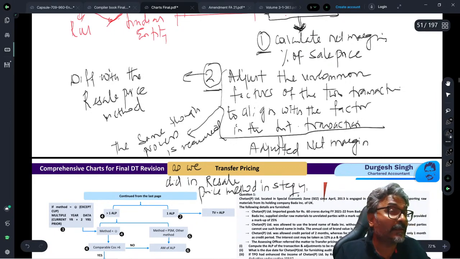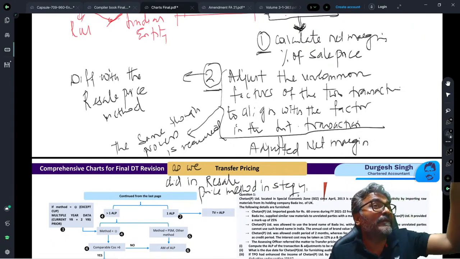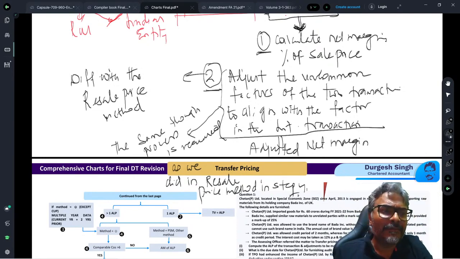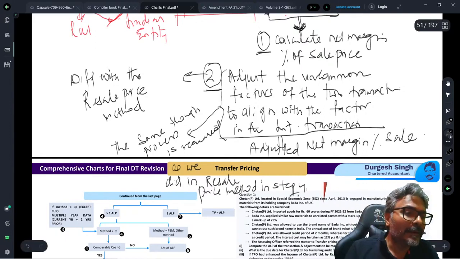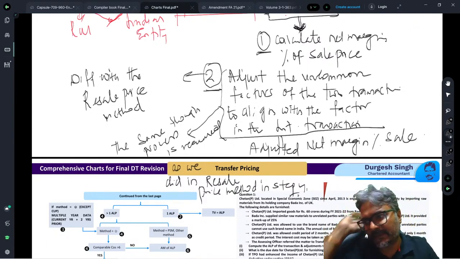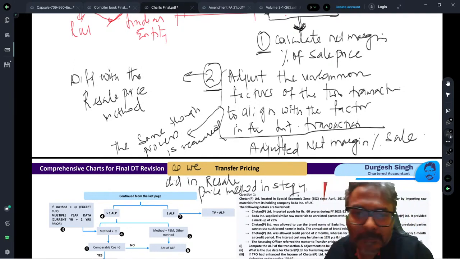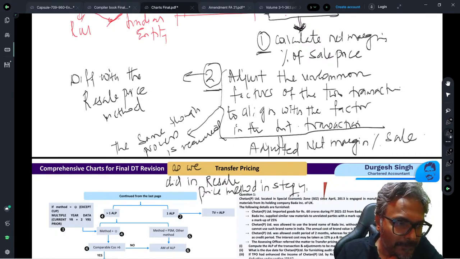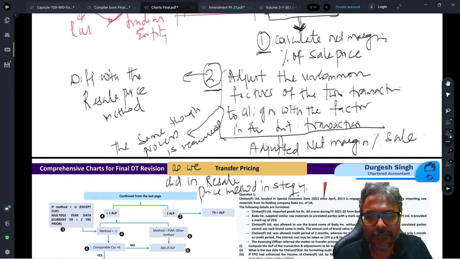I already told you, in the resale price method or the transaction net margin method, which is having the variant of resale, we need what? The adjusted net margin as a percentage of sale. Is that clear to all of you, students? Please confirm. Clear? All of you? If this is clear to all of you, students, I'll go to the next step.